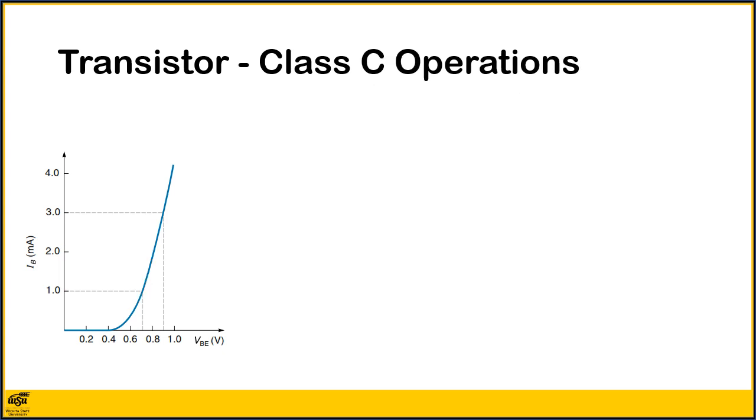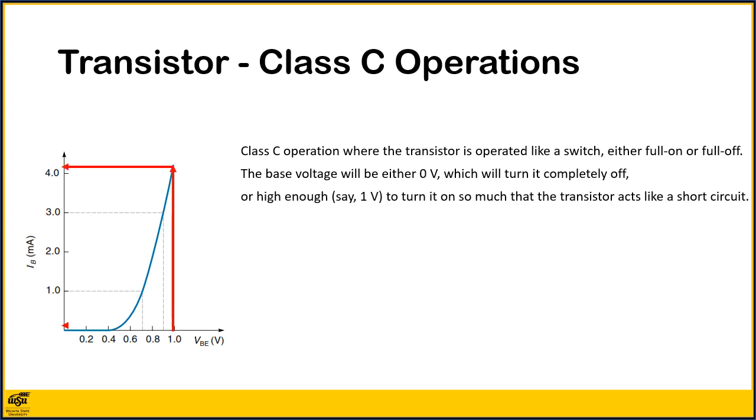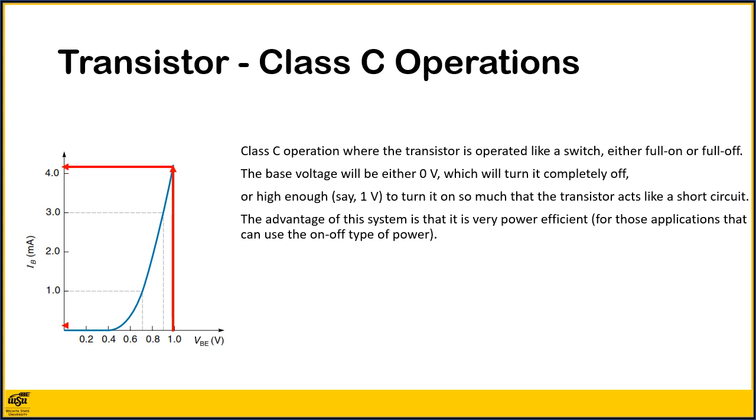The third biasing possibility is Class C operation, where the transistor is operated like a switch, either full on or full off. The base voltage will be either 0 volts, which will turn it off completely, or high enough, say 1 volt, to turn it on so much that the transistor acts like a short circuit or a closed switch contact. The advantage of this system is that it is very power efficient for those applications that can use the on-off type of power. Applications of Class C amplifiers are discussed in Chapter 7.